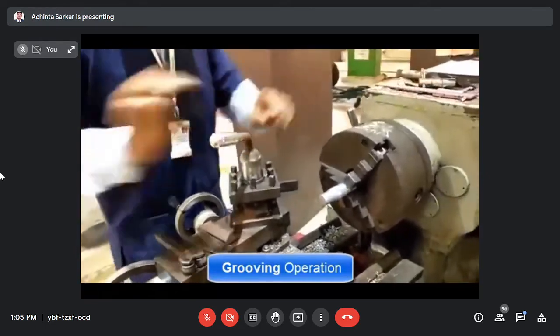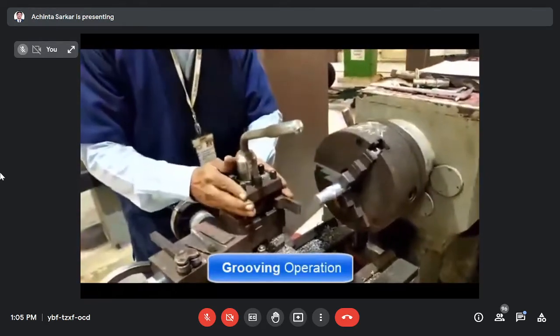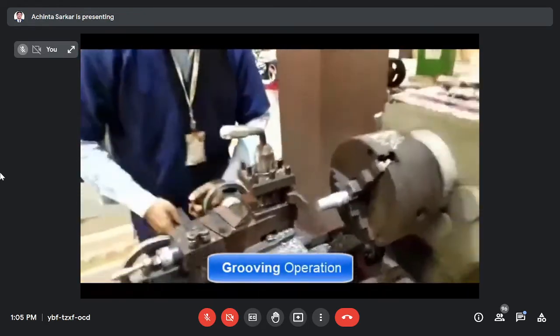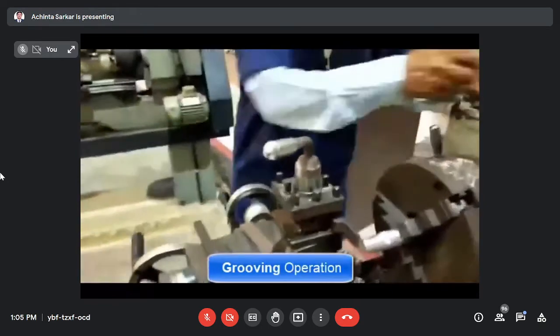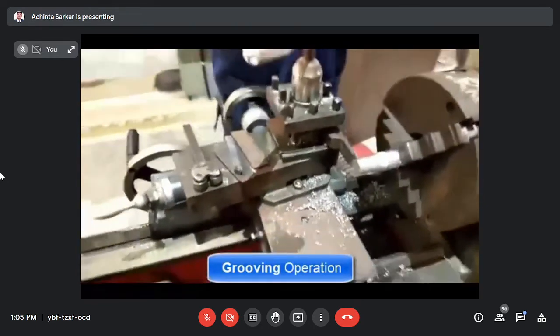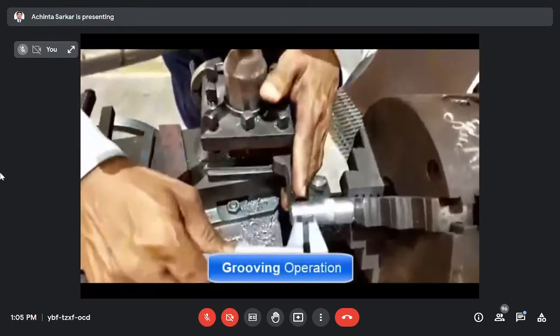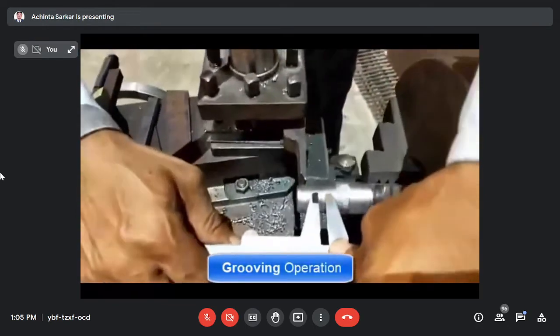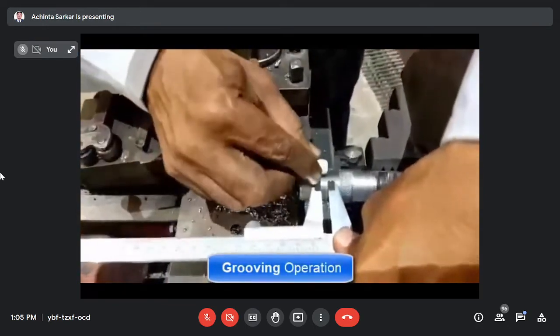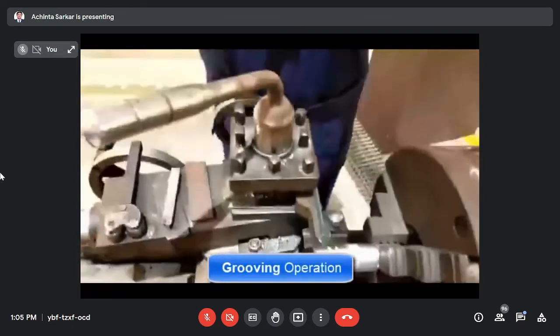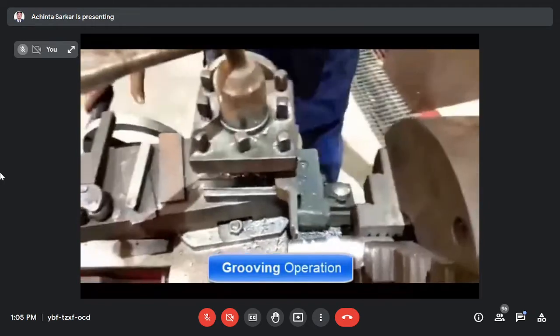Tighten it closely, then set it at 90 degrees to the axis of the workpiece, and we will do the grooving with the grooving tool. At that place you have to mark just 5 mm from the end of our taper turning operation. Clearly marked. Now I am going to start.